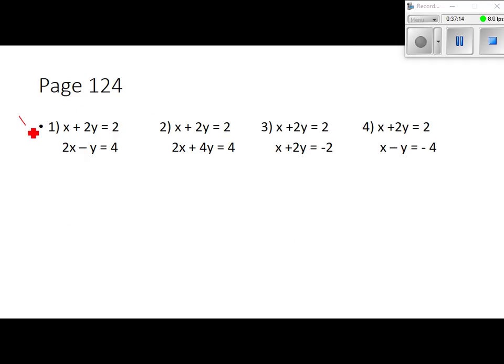Next thing, I want you to write down this one. Write down this one on your paper. Write it like this. Write one of them there, because we're going to work them straight down below each one, if that makes sense.